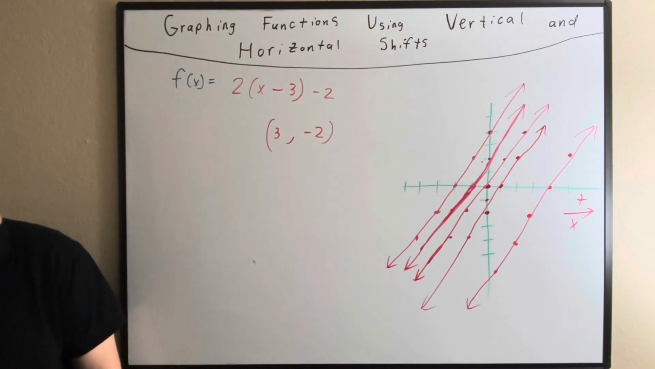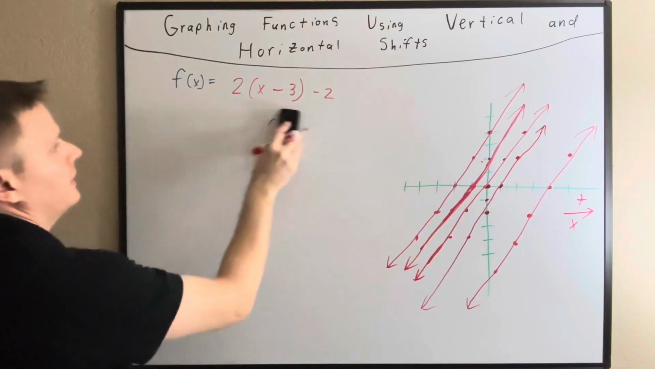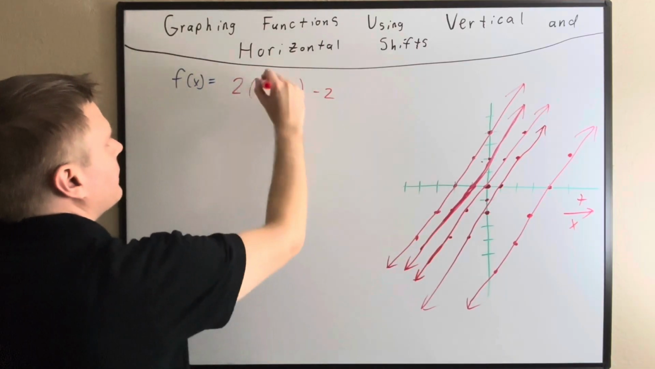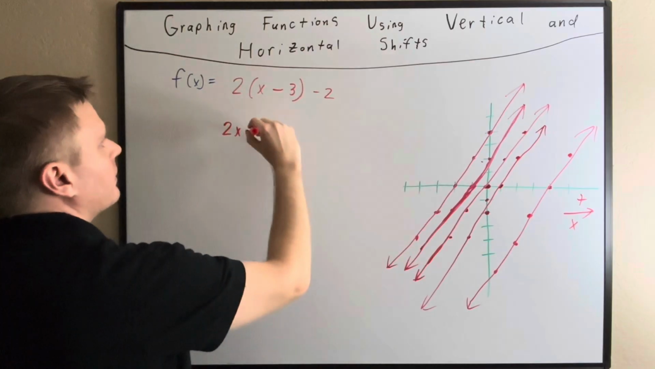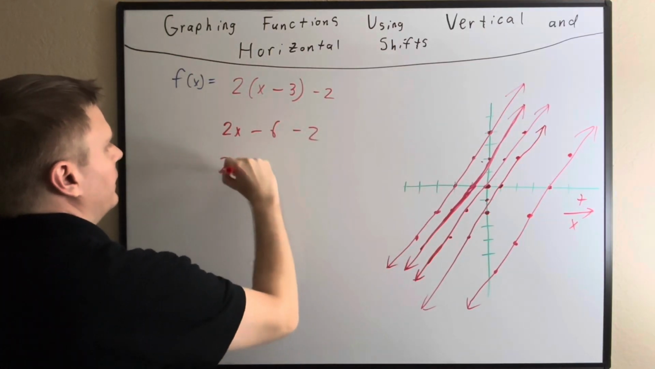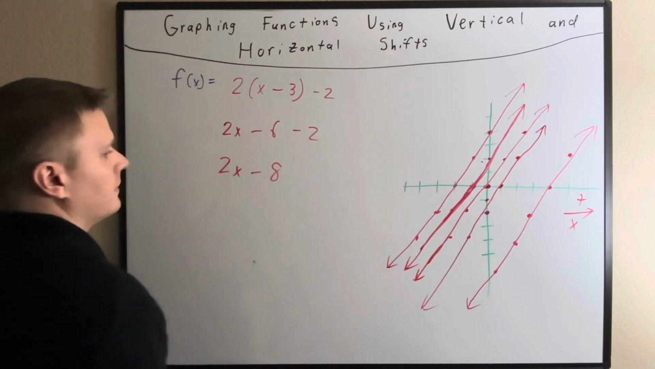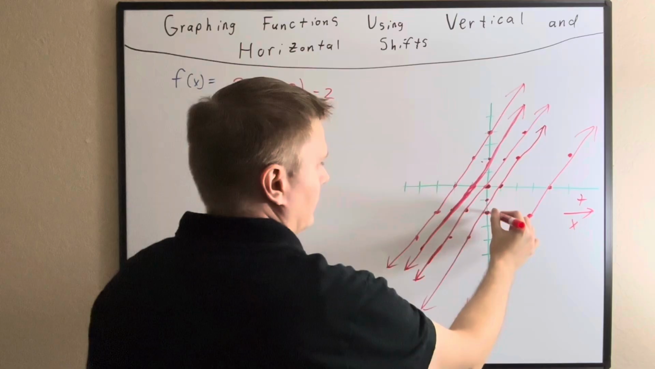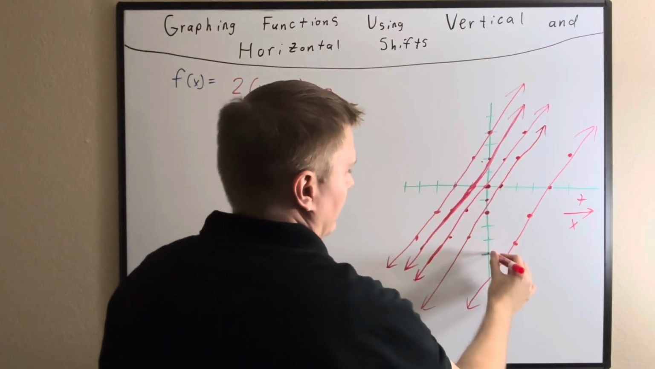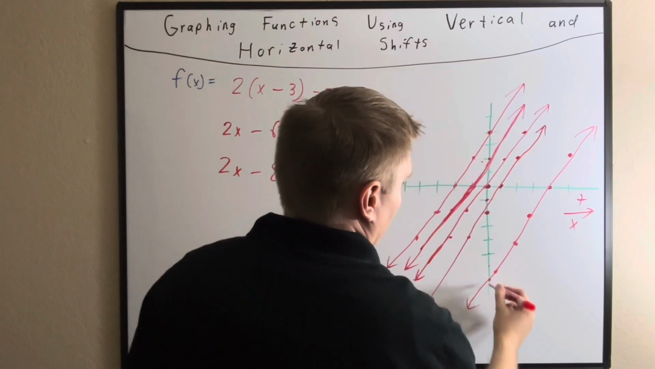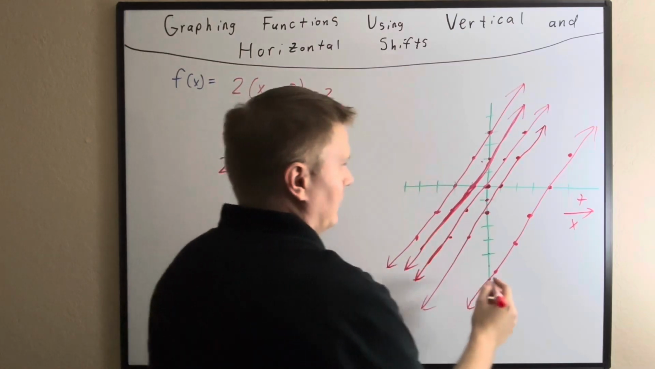See how easy that was? I didn't even have to distribute all that. Well, what if we did? Just to check our answer, right? Let's distribute this to see what we get. 2x minus 6, right? Minus 2. 2x minus 8. What's our y-intercept? 1, 2, 3, 4, 6, 7, 8. It should be minus 8.